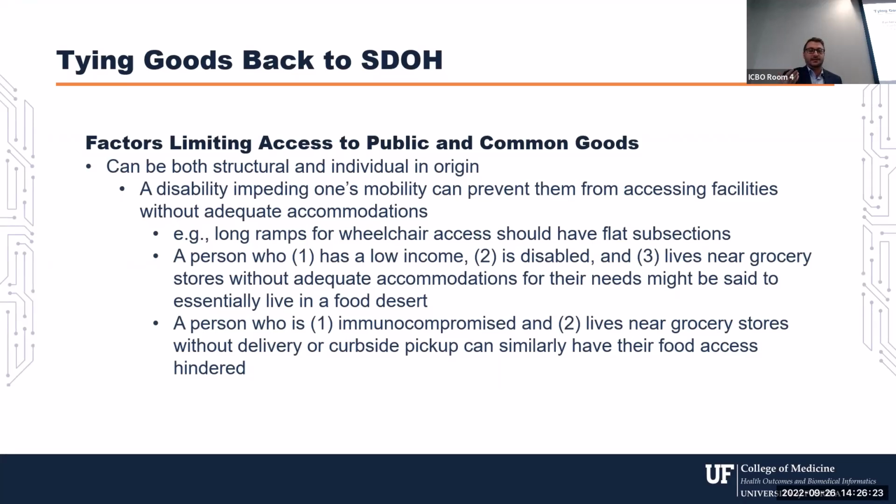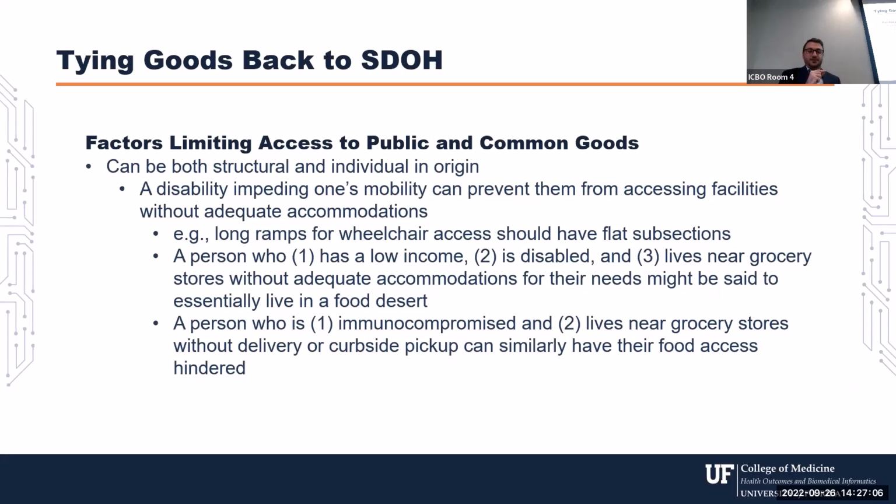For example, a disability impeding one's mobility can prevent them from accessing facilities without adequate accommodations. Adequate accommodations being like long ramps for wheelchair access that have flat subsections so that people can rest and not have to struggle the entire way up as they're going up the ramp. And so, just examples of how this might impede somebody's access in the context of food access. A person who has a low income, is disabled, and lives near a grocery store without adequate accommodations for their needs essentially lives in a food desert, even though our definitions of food desert don't account for that.